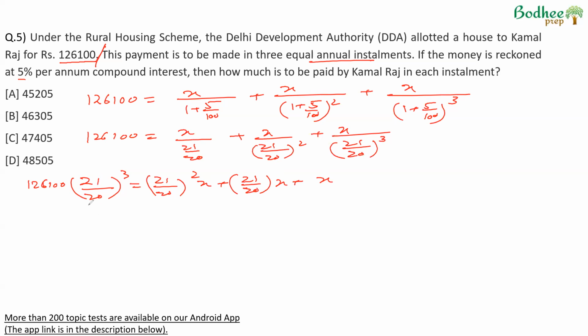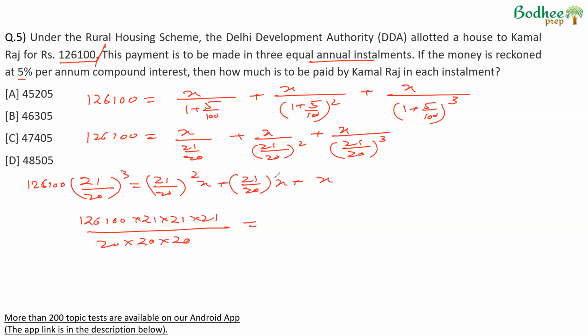21 cube. 21 cube is 9261. So this becomes 126100 into 21 into 21 into 21 upon 20 into 20 into 20.